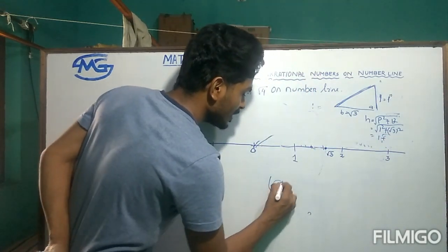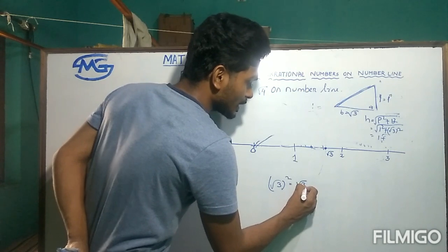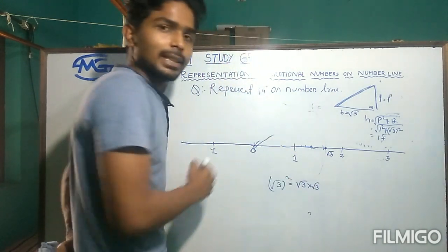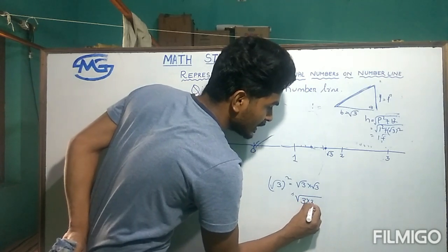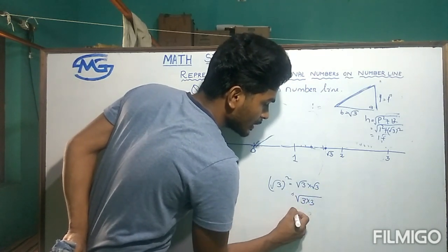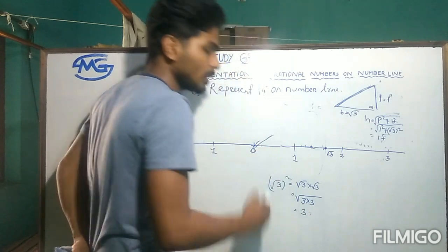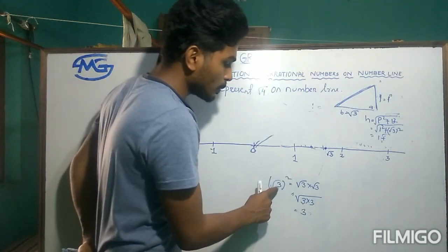Root 3 square is how much? Root 3 square is root 3 into root 3. So the whole root over 3 into 3, because two 3s are here. So for these two 3s we will get only a single 3. So what is the value of root 3 square?